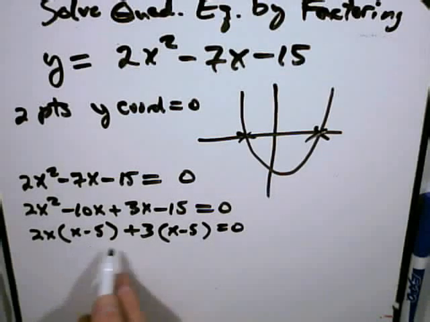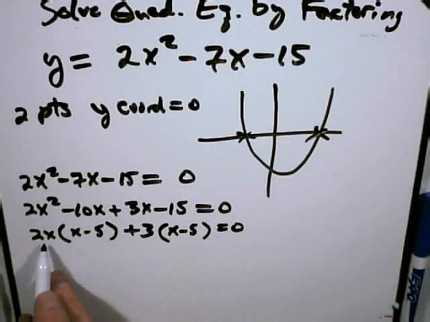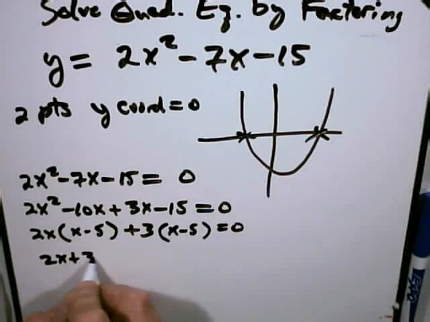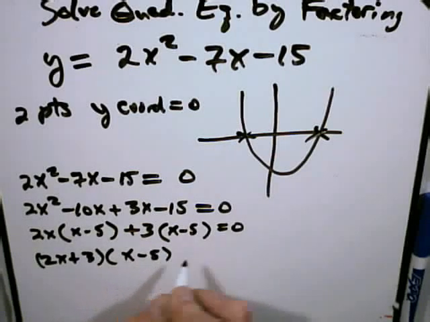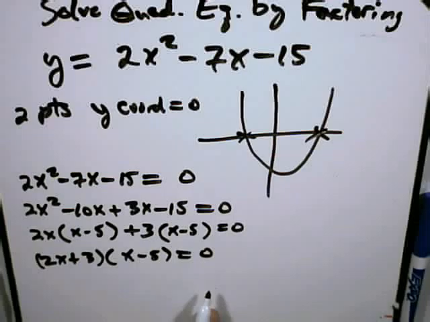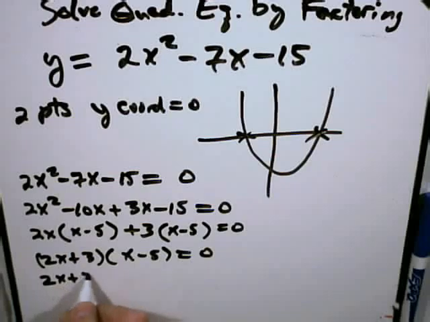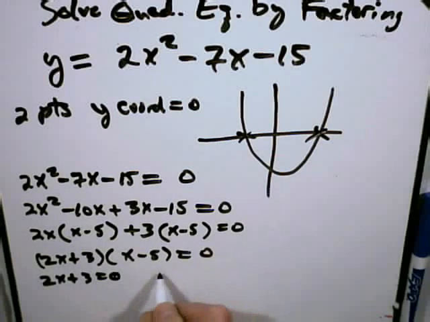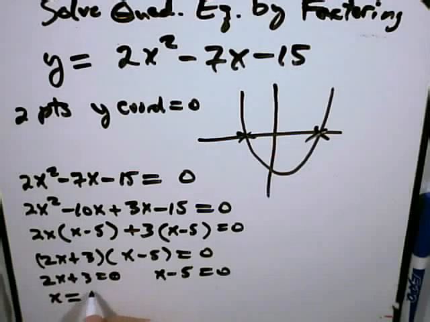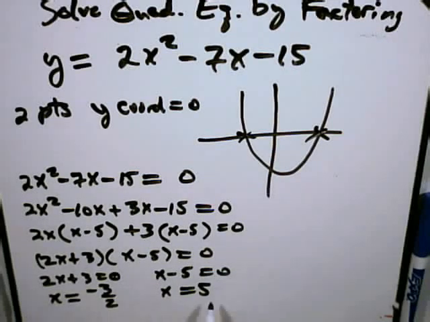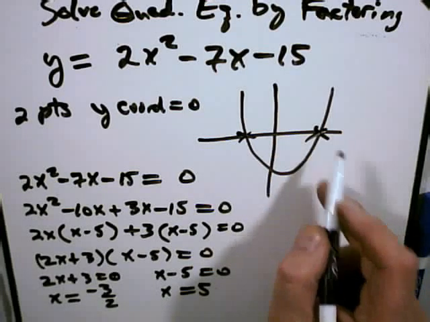Okay. Now we continue on with our technique of factoring by grouping. Notice we have 2x plus 3 times x minus 5 equaling 0. We're going to apply our zero factor theorem so that we look at the first factor equaling 0 or the second factor equaling 0. Solve those individually, and we end up with x is equal to negative 3/2 or x is equal to 5. And note, these are the 2 places where we cross the x-axis.